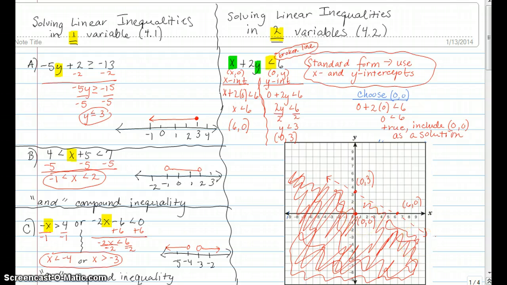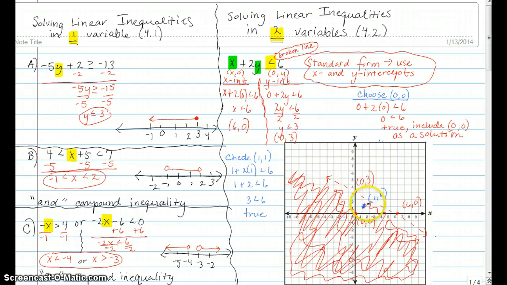But let's choose a different color. And let's go ahead and choose 1, 1, because 1, 1 would be a solution as well. So let's plug this in and see if it works. So we're going to check 1, 1. So we plug in x is 1 plus 2 times y, which is 1, is less than 6. 1 plus 2 times 1 is 2, is less than 6. 1 plus 2 is 3, is less than 6. It's true. So we know that 1, 1 is also a solution.